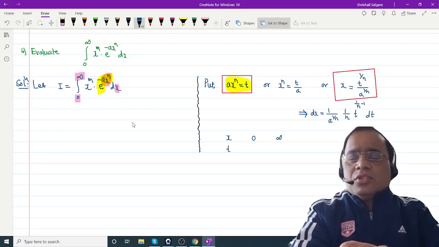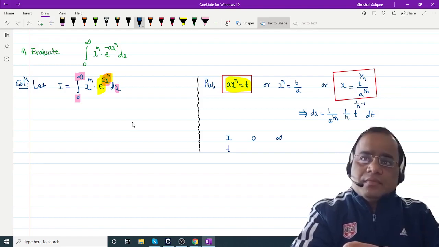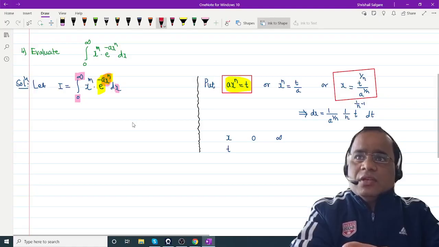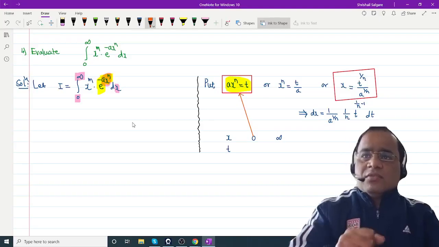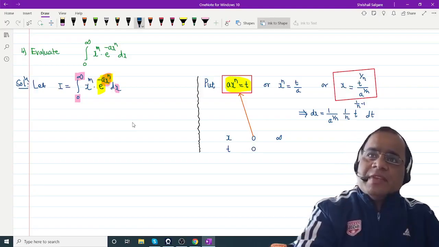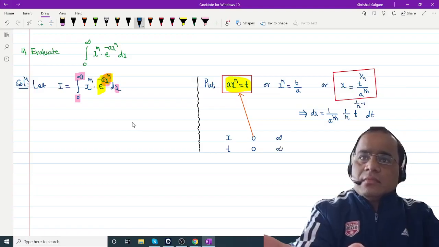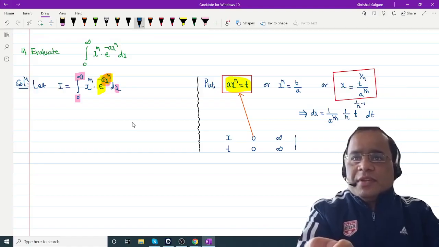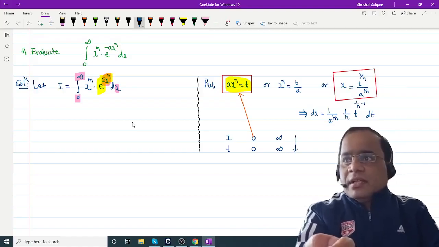Now to obtain the value of t, substitute x is equal to 0 in this relation, this is your substitution. What is t? Quickly. 0. If x is equal to infinity, what happened? Again infinity raised to n becomes infinity. So the new limits again you are getting from 0 to infinity. That's why in this integral I will write new limits again 0 to infinity.